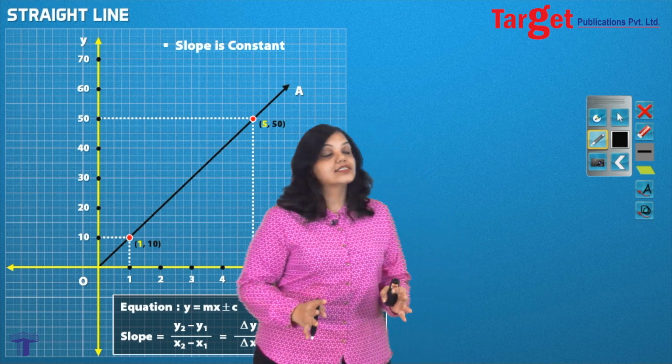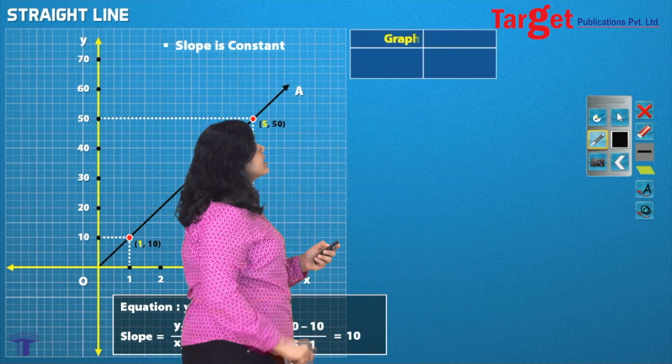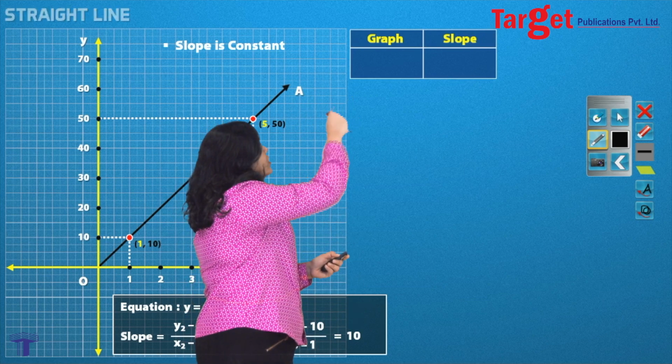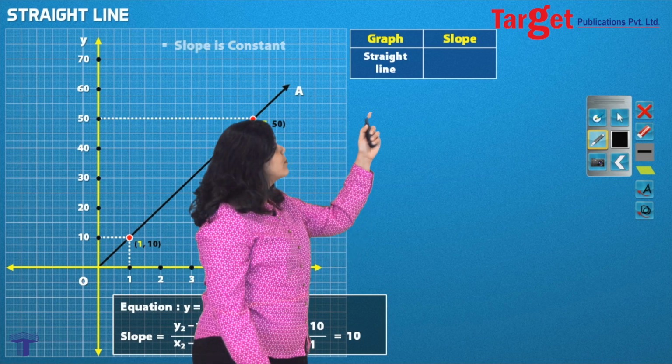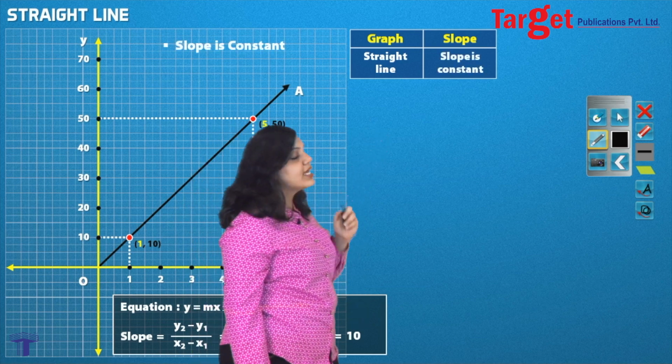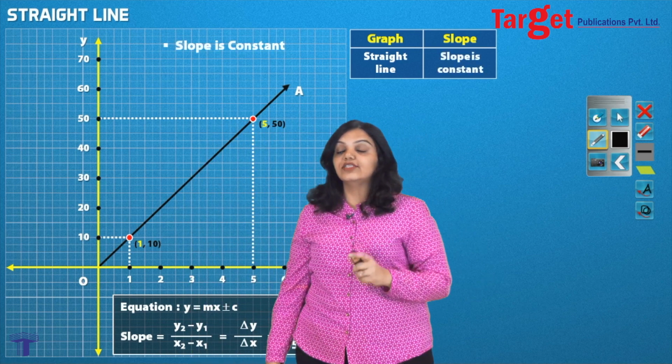So I'm going to write this down for later use. So let me make a table here. Here I have the first point in my table, that is every time you see a straight line, the slope is constant. So I'm going to put that down for later use, and we need to remember that.